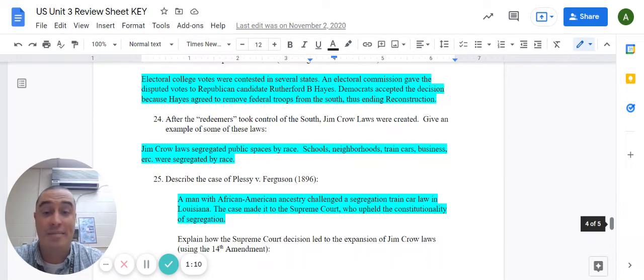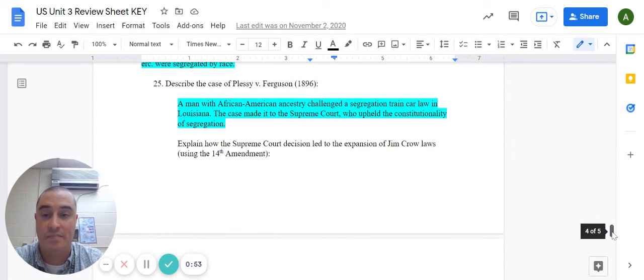24, after the Redeemers took control of the South, Jim Crow laws were created. Examples of some of these laws, again, include segregation. So total segregation or separation of the races in public spaces. So things like schools, neighborhoods, train cars, businesses, places like that were totally segregated by race.